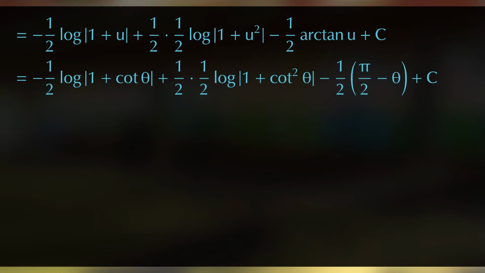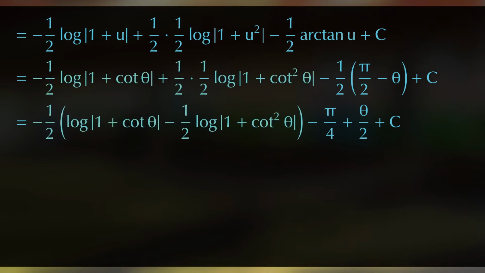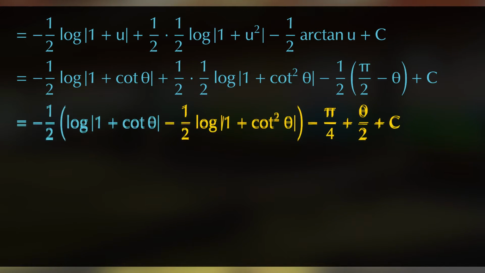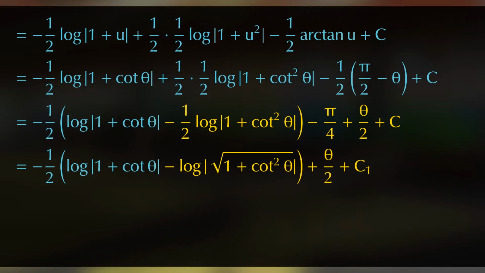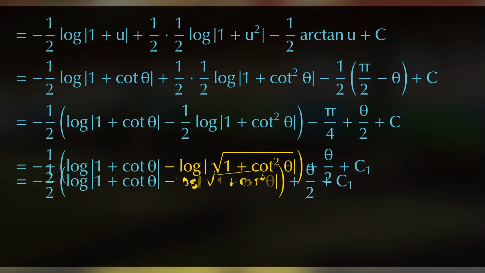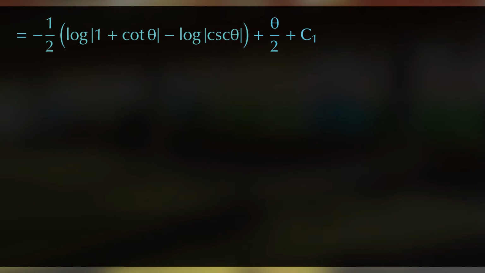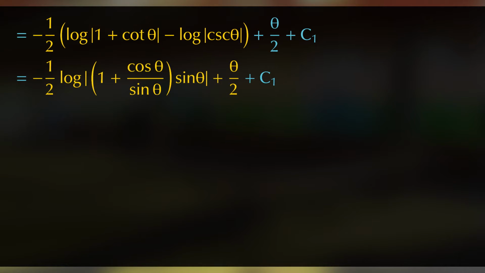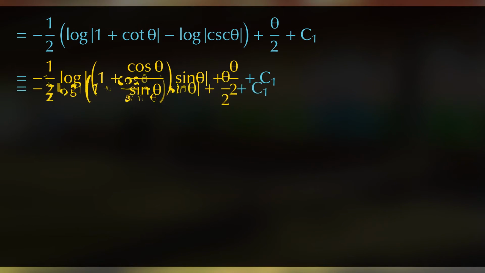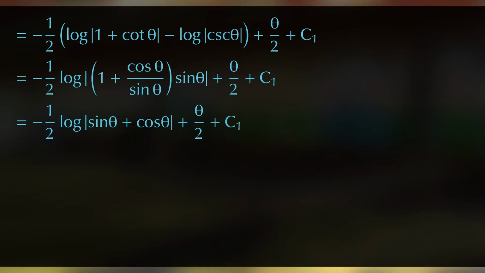We're done, but let's simplify further. We'll factor minus 1/2 from the first two terms and expand the last term. We'll rewrite 1/2 log as log of square root, and we'll collect the constants together. Now, we'll use the identity 1 plus cotangent squared equals cosecant squared. Now, rewrite minus log of cosecant as log of sine, and collect the logs together. And that's our final answer.